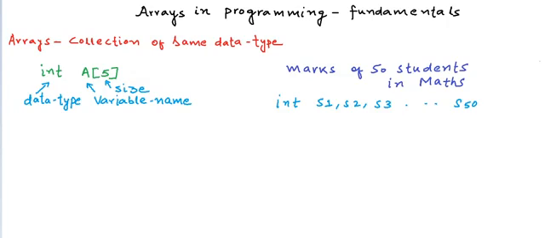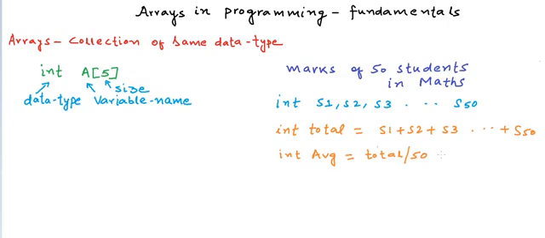Now let's say we want to calculate the average marks of all the students. So to calculate that, we will have something like a total of all the marks. So we'll have a variable total, and then this total will be equal to s1 plus s2 plus s3 and all the way till s50, and average would be total divided by 50. But what if we had 500 students or even more? It would be very unmanageable to declare 500 different variables and use them in our statements.